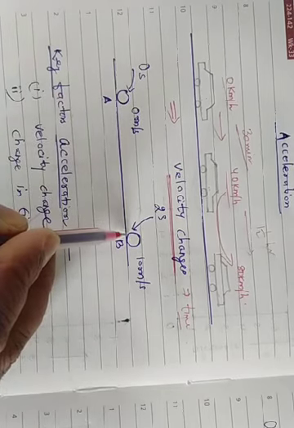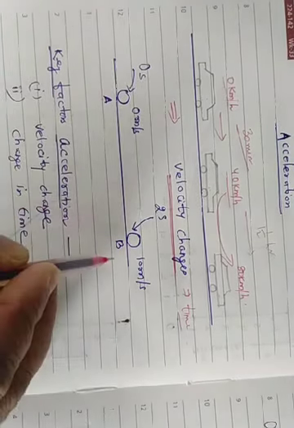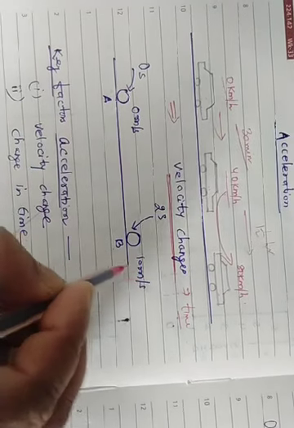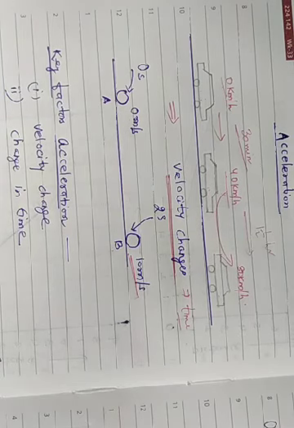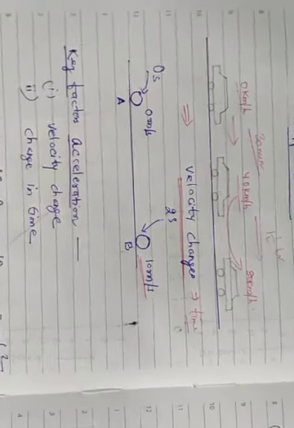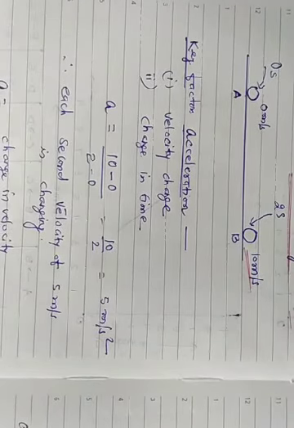After the passage of 2 seconds of time, the body reaches another position, B, having a final velocity of 10 meter per second. So what can we observe here, students? We can observe these two factors: velocity changing and change in time.